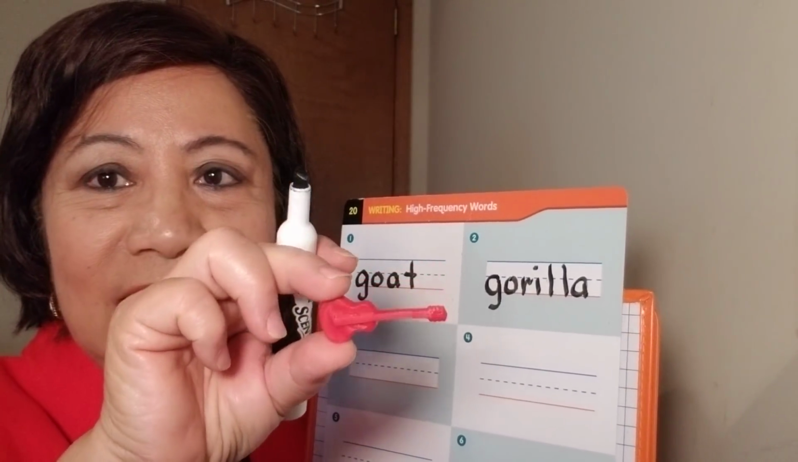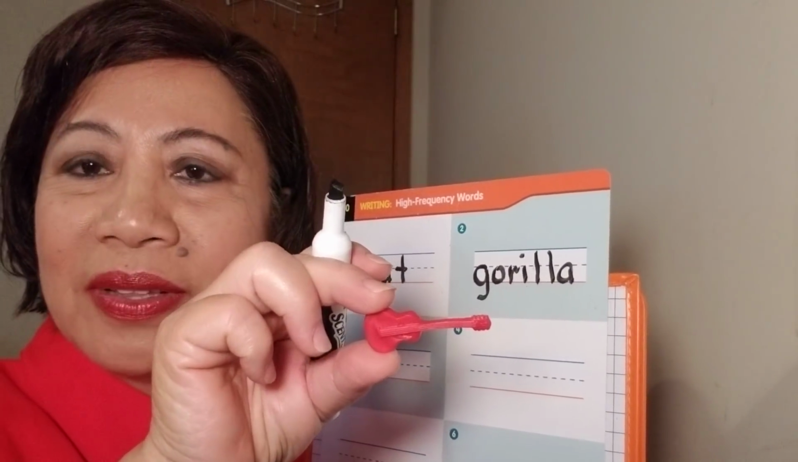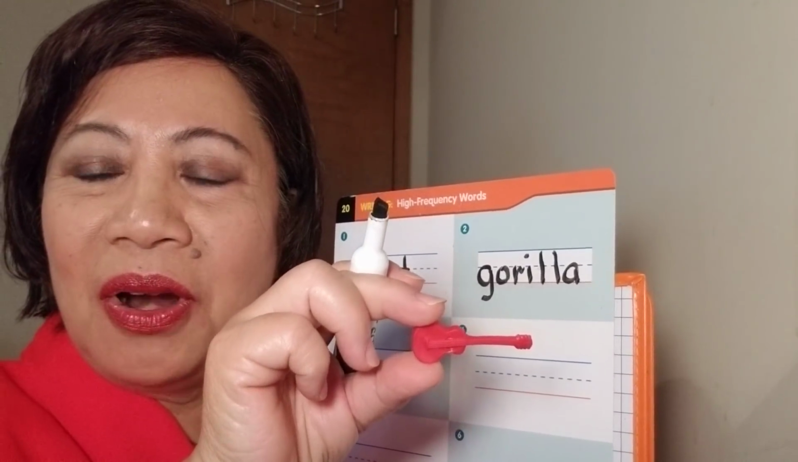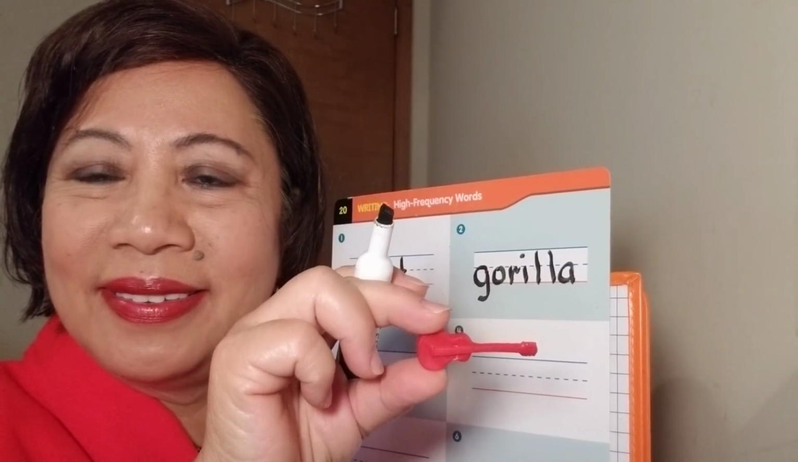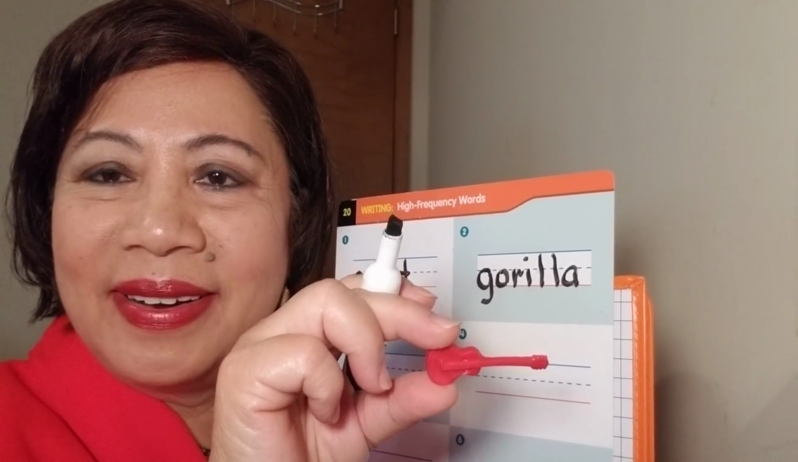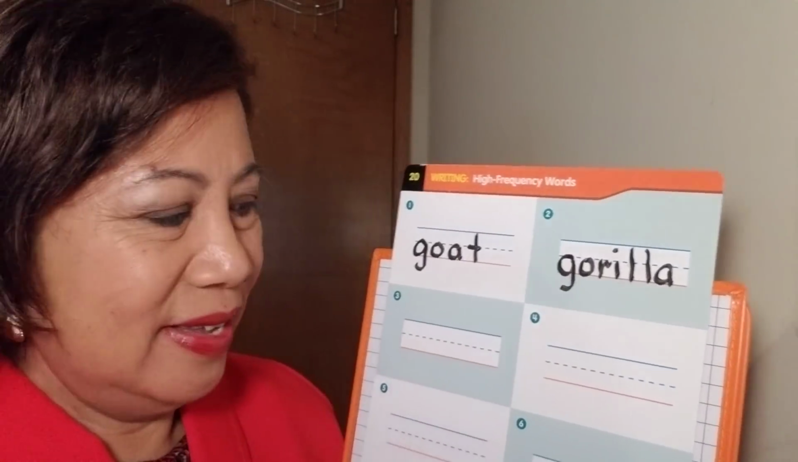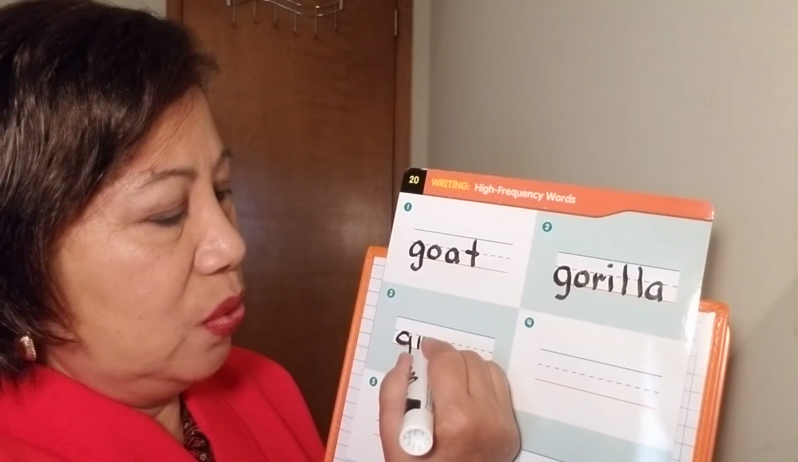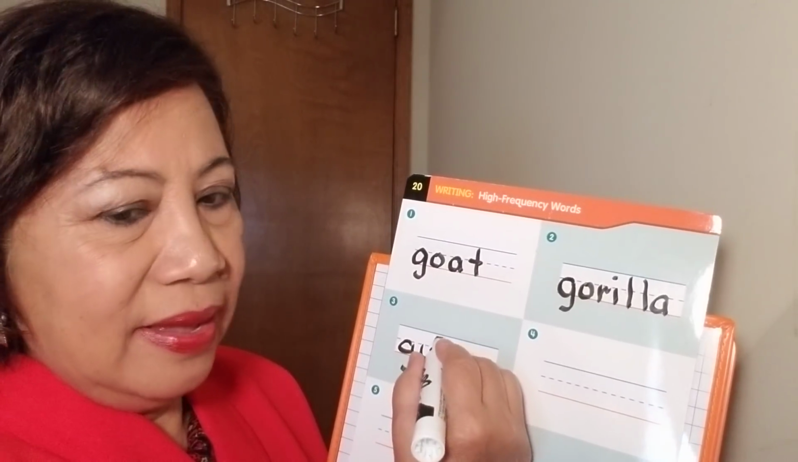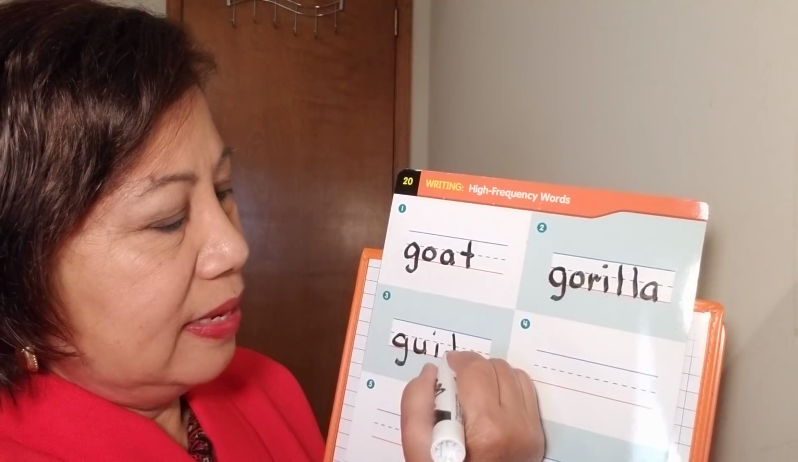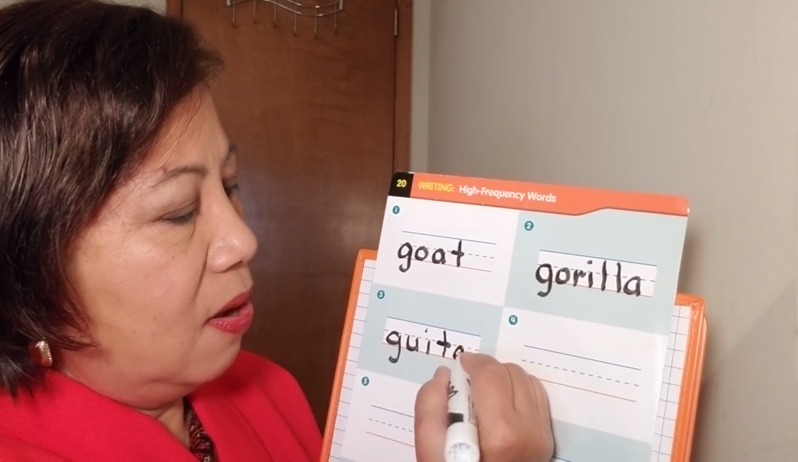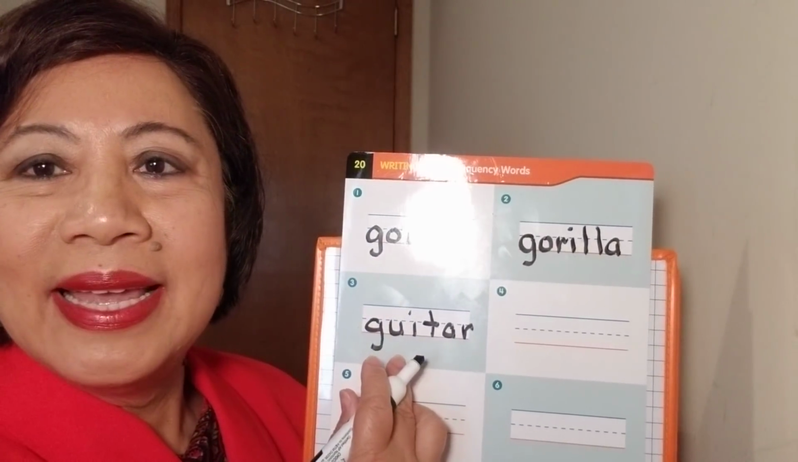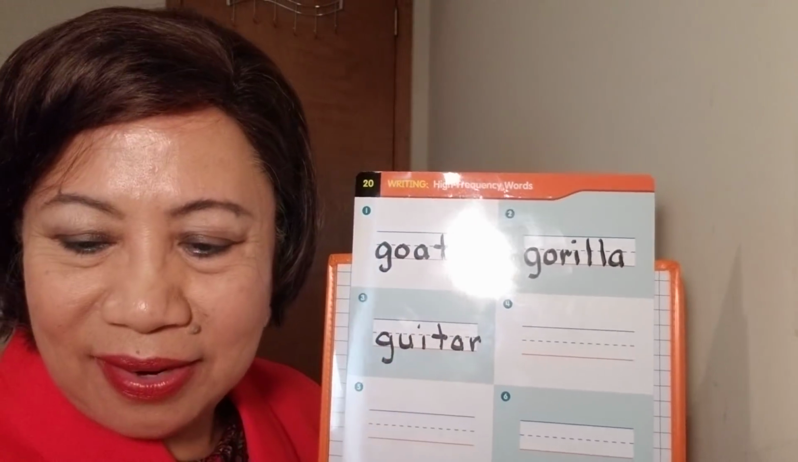All right. This object makes good sound. What is it? It's good instrumental sound. It's a guitar. Guitar begins with letter G. How do you spell guitar? Let's write it down. G-U-I-T-A-R. Guitar. What's the word? Guitar. Correct. All right.